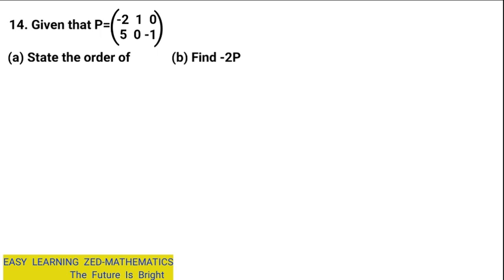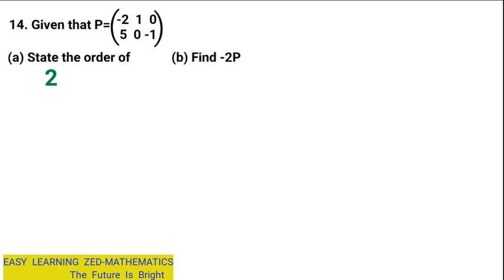When you are writing the order of a matrix, you start by counting the number of rows. Rows are lines of numbers that lie horizontally. So in this matrix, -2, 1, and 0 form a row, and 5, 0, -1 form another row of the matrix. So this matrix has got 2 rows.